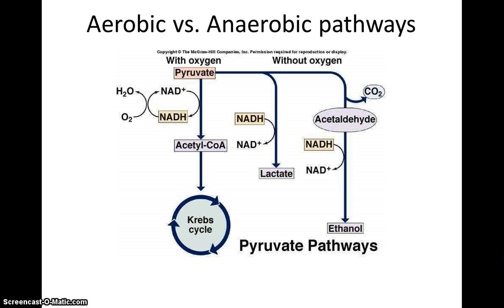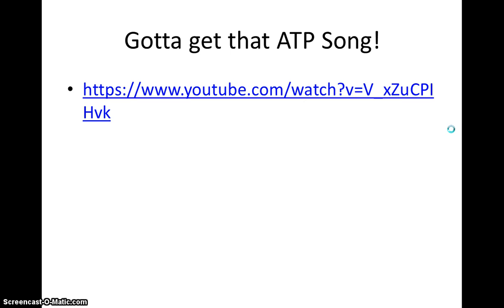So again, the main difference there is just, are you going to continue to the Krebs cycle, or are you making some kind of product, be it lactic acid or ethanol, both of which aren't that great. And the final thing to note, again, remember the alcoholic one makes CO2. All right, so with that, now we get to have a little fun. I'm going to play a little song for you. It's called the Gotta Get That ATP song, and it summarizes a lot of cellular respiration, including aerobic and anaerobic.